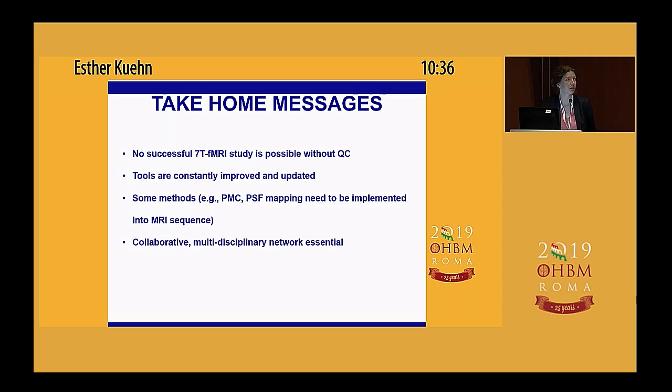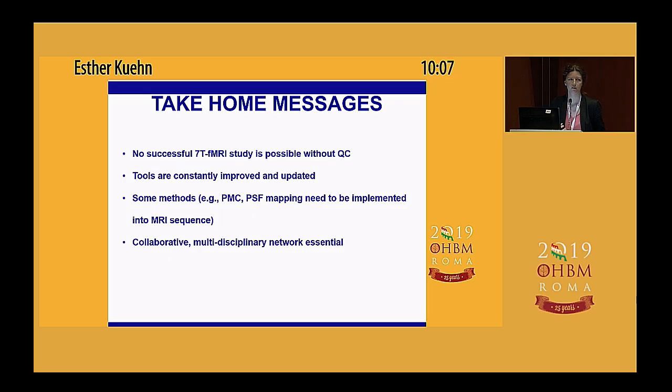I'm already coming to the end of my talk. One very important thing that you have to keep in mind is that successful 7 Tesla fMRI studies are not possible without these kinds of quality controls, because the raw data are often very highly distorted, and the data that you get out of your pipeline are often not really interpretable in the way you want to interpret them if you don't correct for those kinds of artifacts. And those tools, as you see, are constantly improved and updated. So it's a very new field.